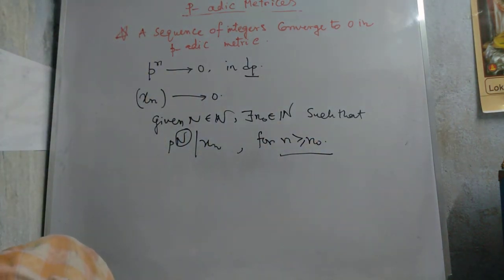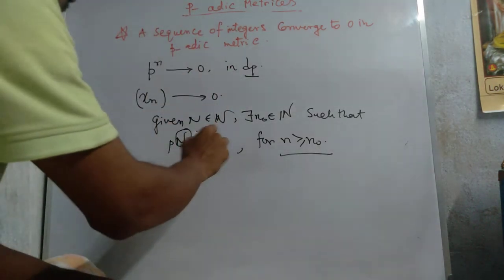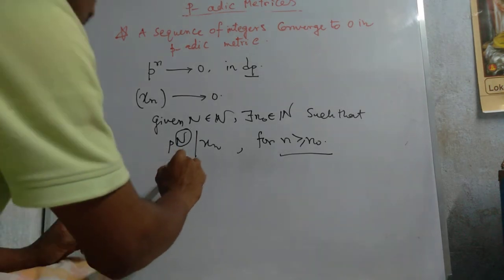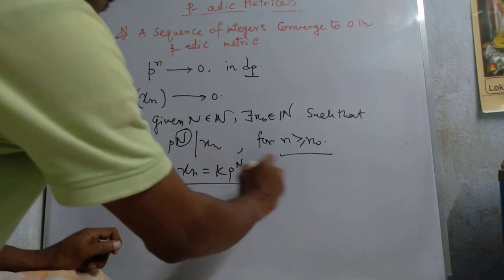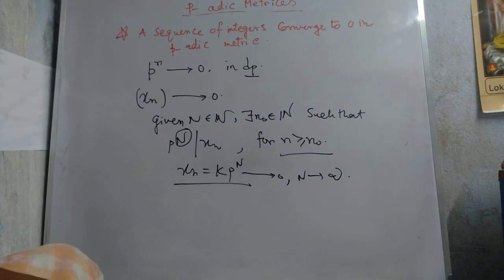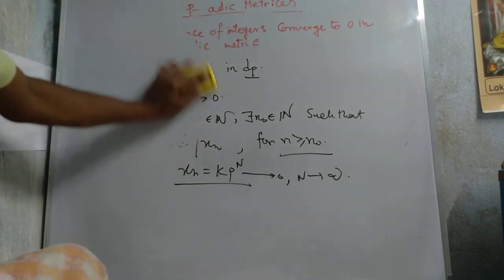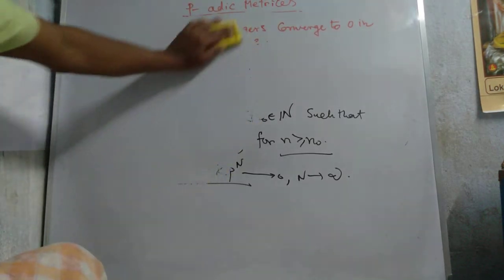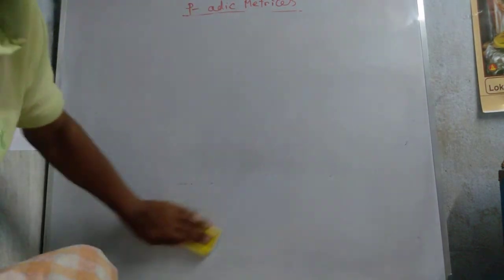Understand? That means if p to the power n tends to 0, then this x_n tends to 0, because x_n equals k p to the power n. In this format, if p to the power n tends to 0 as n tends to infinity, then x_n tends to 0. So a sequence of integers converges to 0 in the p-adic metric. This is a familiar property of the p-adic metric.